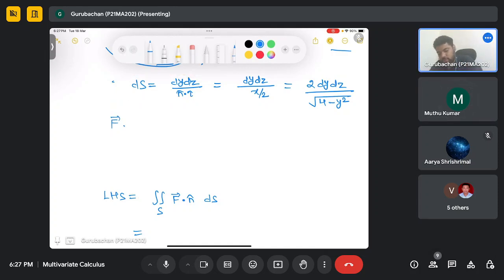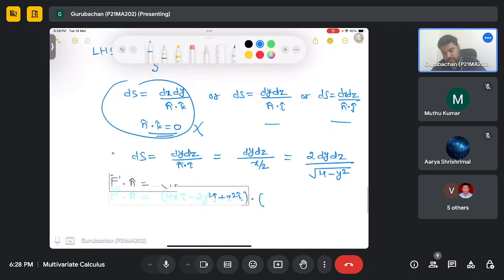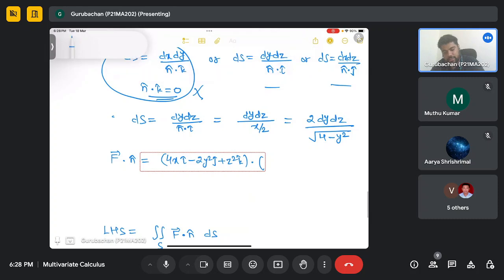F dot n cap. Our given f is 4x i cap minus 2y square j cap plus z square k cap, dot, and given n cap is xi cap plus yj cap divided by 2.